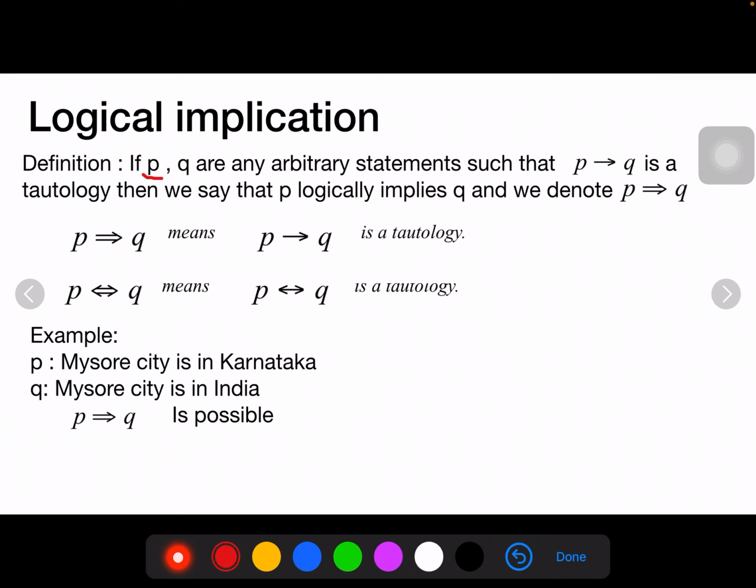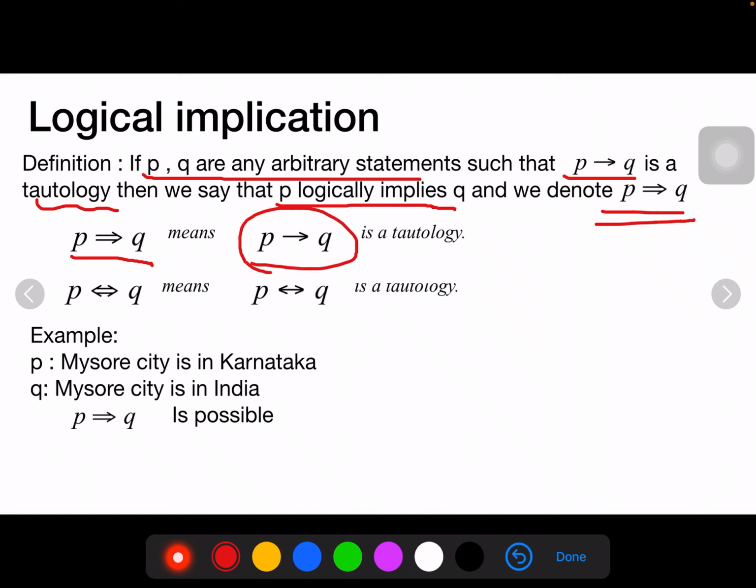If P and Q are any arbitrary statements such that P conditional Q is a tautology, then we say that P logically implies Q, and it is denoted with the implies symbol. P logically implies Q means P conditional Q is a tautology. The second statement means P biconditional Q is a tautology.